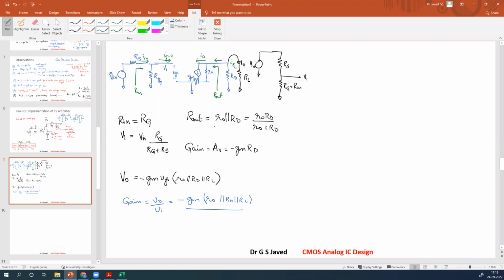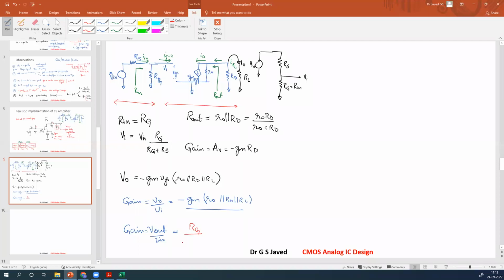We have only said till Vi here. Now if you need gain from output to input, gain V out to V in, then you will have two portions. One portion is this much. This is the second portion. So what is the first gain of this stage?